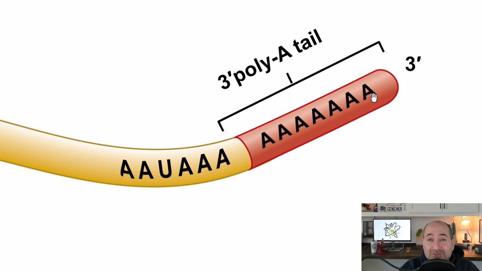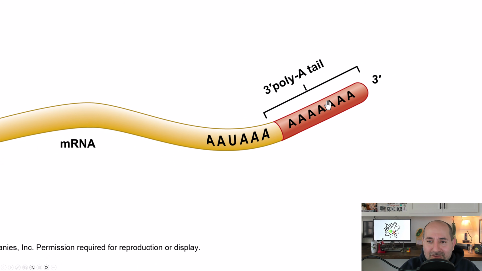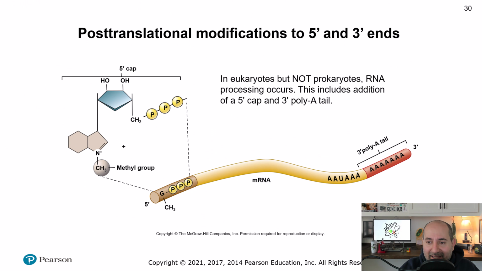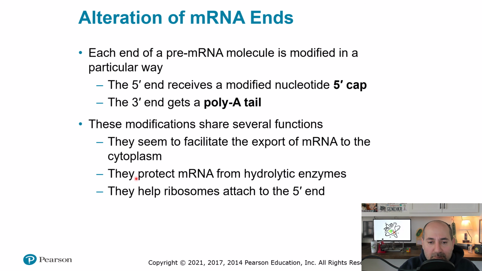There could be hundreds of A's added to the 3' end of the mRNA tail. So, and again, why in the world does the cell add a bunch of A's to the end of the mRNA post-transcriptionally? Again, it helps protect the mRNA from breaking down, and it helps with the export of mRNA to the cytoplasm. So does that make sense?